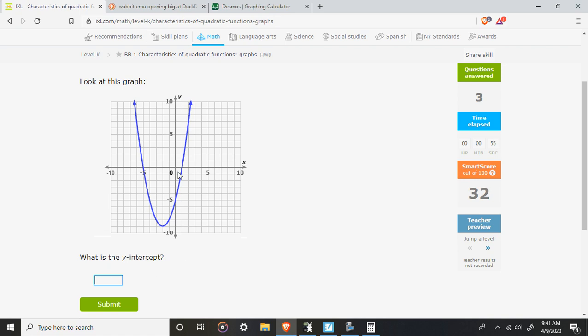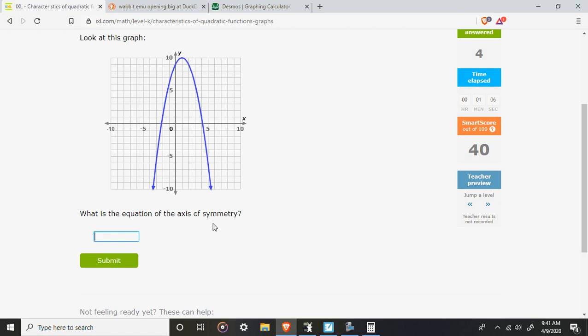What's the y-intercept? Again, 1, 2, 3, 4, 5 down. So -5. I believe you can just write -5. You don't need to put the actual coordinate. And that's fine. Okay. What's the equation of the axis of symmetry? Well, my axis of symmetry should be right here, right? This is the kind of folding line.